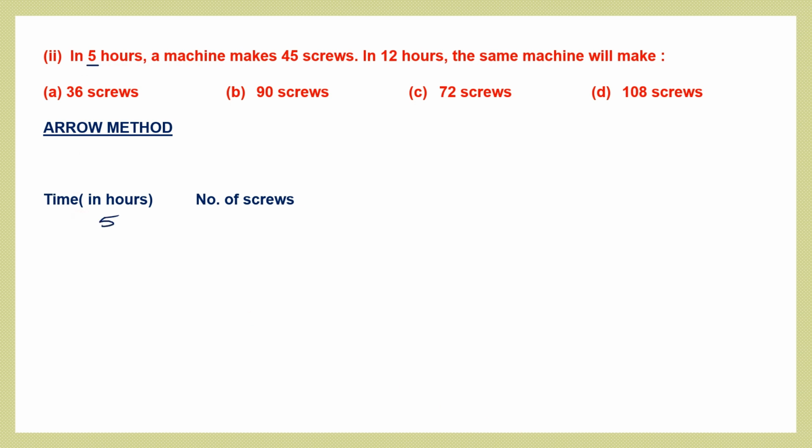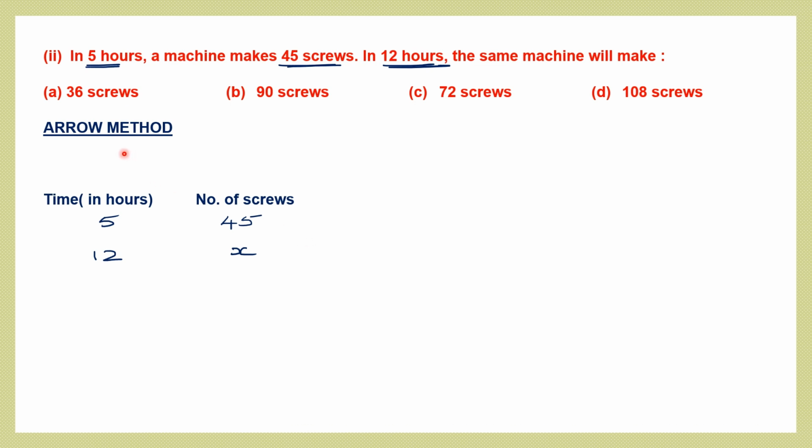So we finish writing this. Then we have 45 screws. Look out for the numbers. So in 5 hours, 45 screws are made. Then continue. In 12 hours, how many screws are made is the question. We don't know, so we write that as X. So here we know that when the time increases, the number of screws made will also increase. So there is an increase in both the quantities. That means this is direct variation.